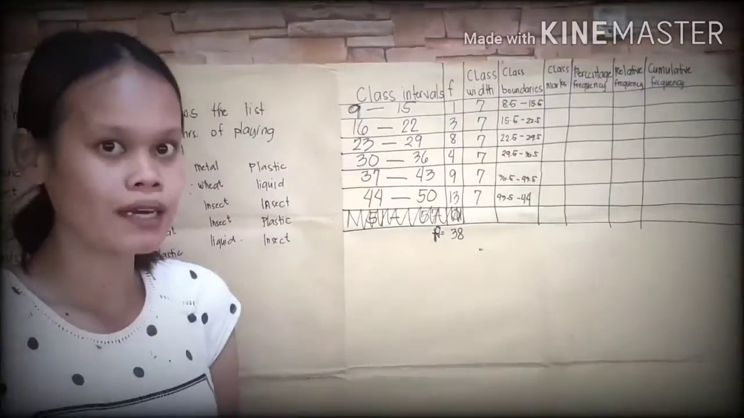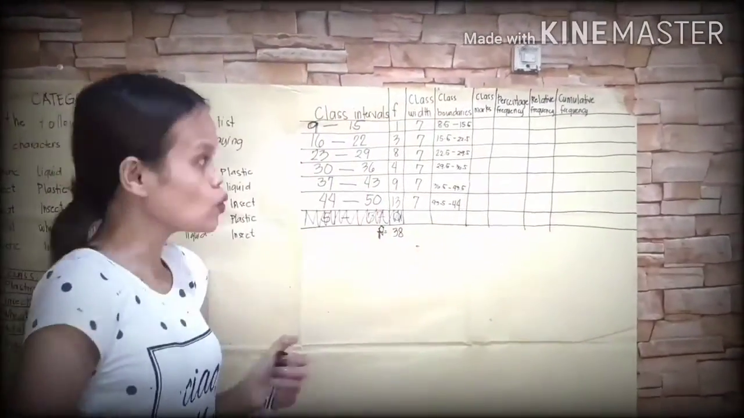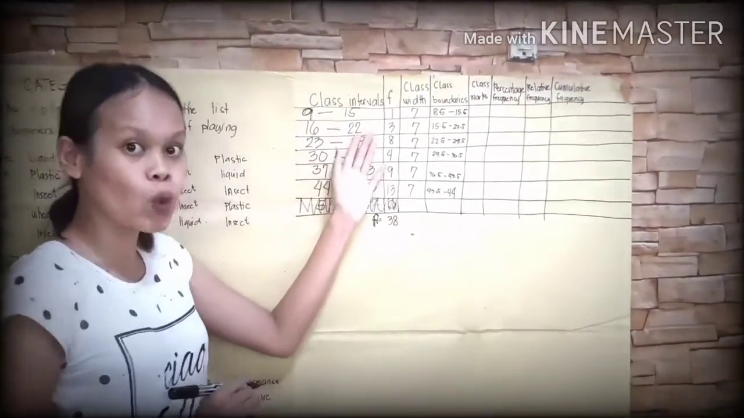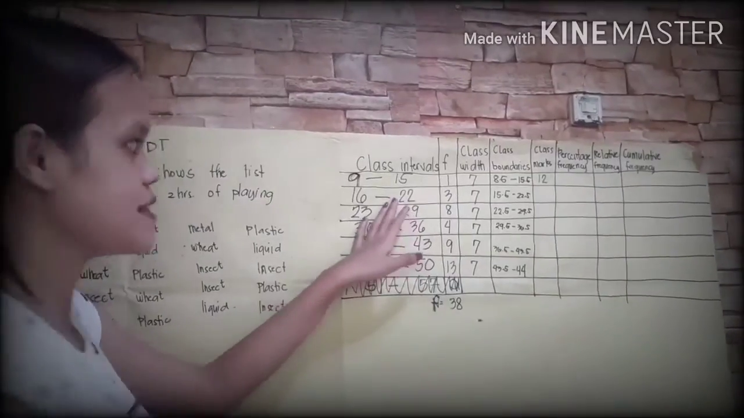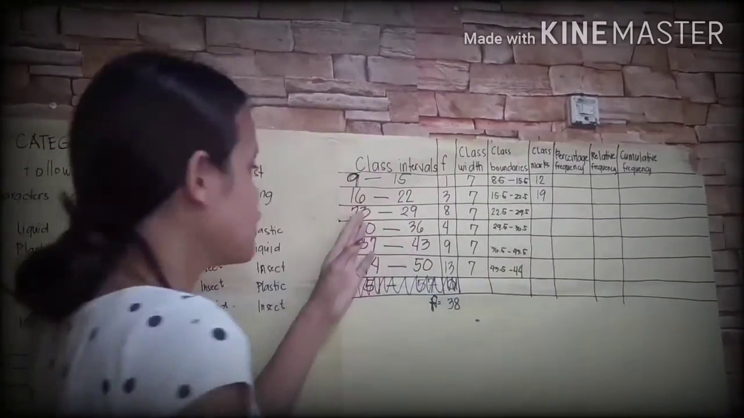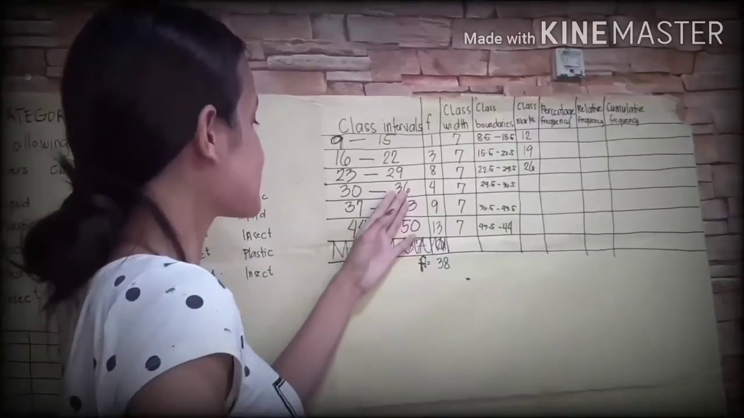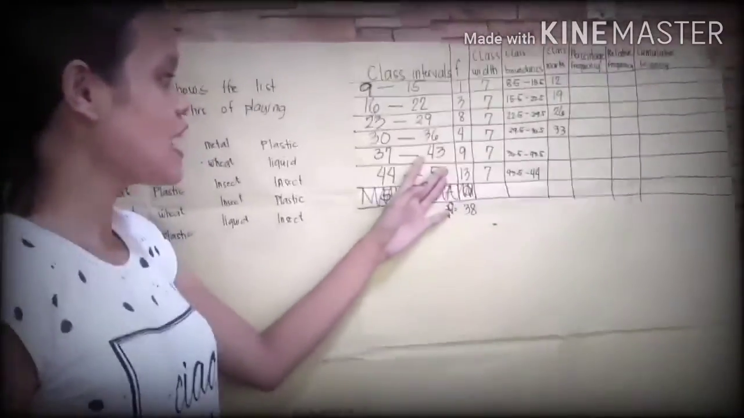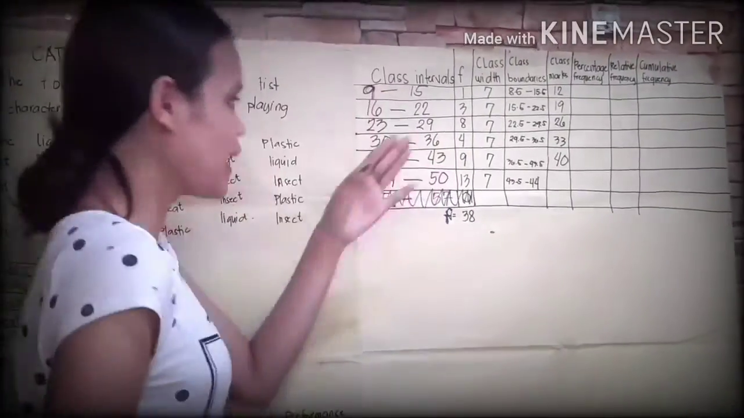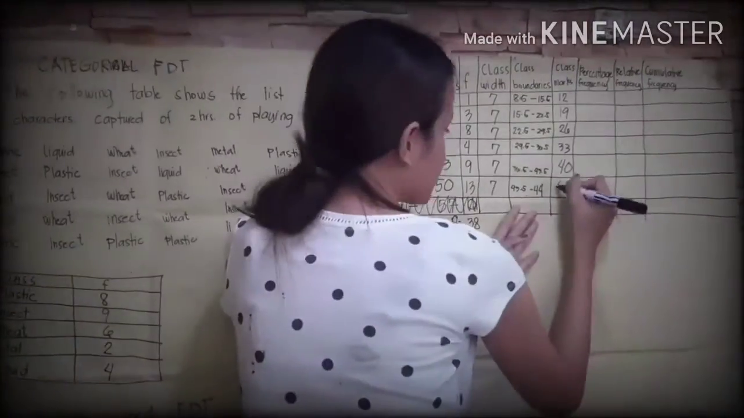So next is the class marks. In the class marks, you are just going to add your class interval limits and divide by 2. So 9 plus 15 equals 24, divided by 2 equals 12. And the class mark here is 19. The 23 to 29: 23 plus 29 equals 52, divided by 2 is 26. 30 and 36 equals 66, divided by 2 is 33. 37 and 43 equals 80, divided by 2 equals 40. And 44 to 50 is 47.